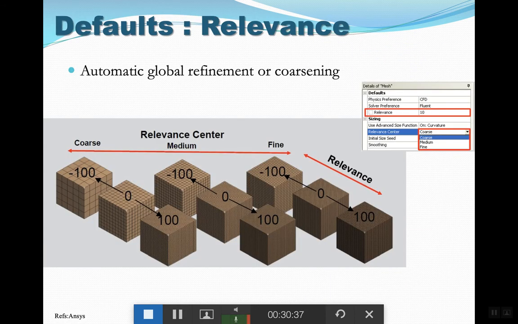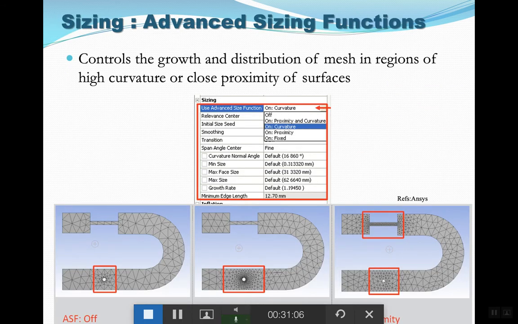So one is called relevance. Basically, relevance is a qualitative parameter to see how refined or coarse your mesh is. Your relevance ranges from minus 100, which is the coarsest, to plus 100, which is the finest. So it's a qualitative way of instructing the software how refined or coarse you want your mesh.